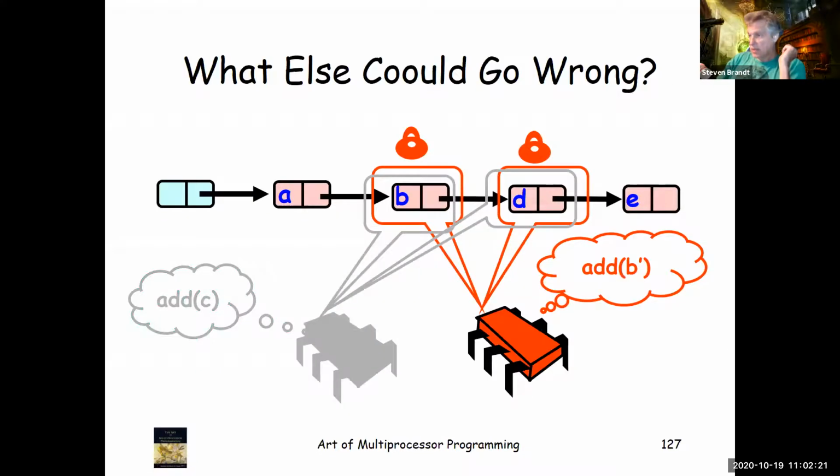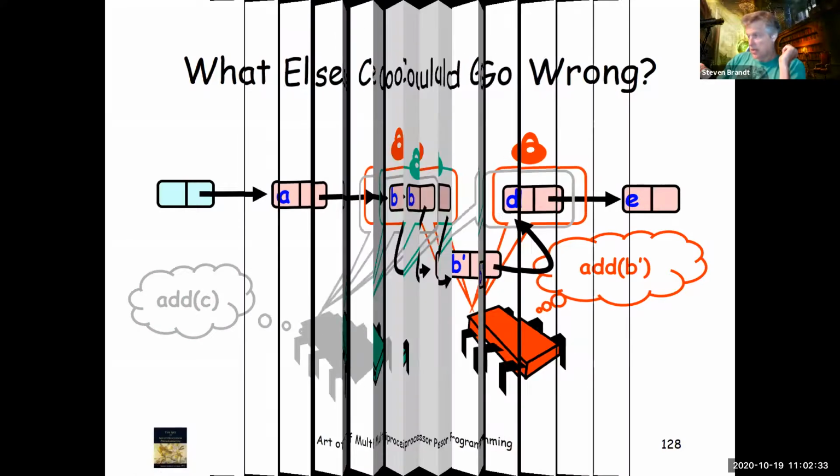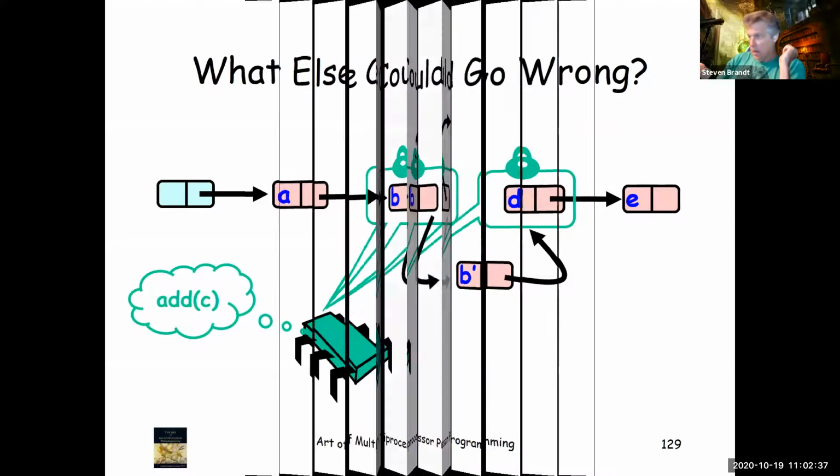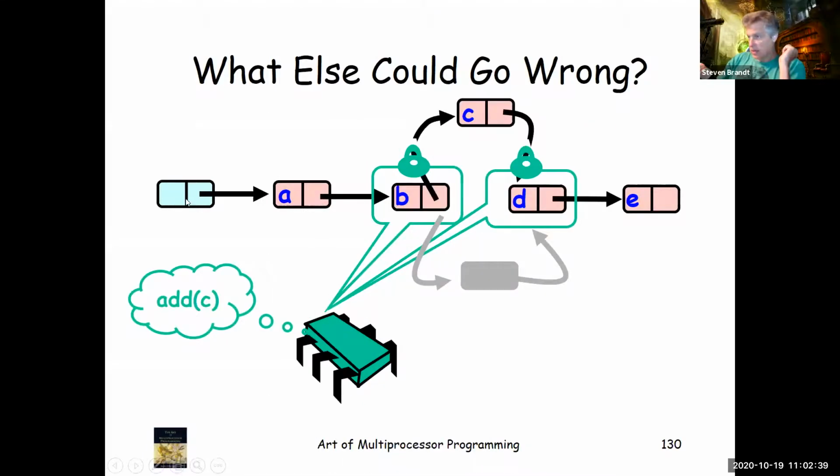The other thing that could happen is after we find our two nodes, but before we insert them, someone else comes and adds B prime in between B and D. Okay, now we get our locks and we verify that we can still reach B from the head and insert C, but what we've done is we've undone this insertion of B prime, and we don't want to do that either.